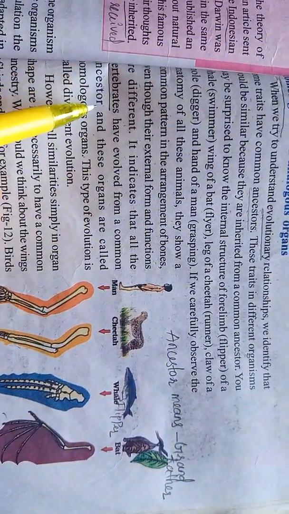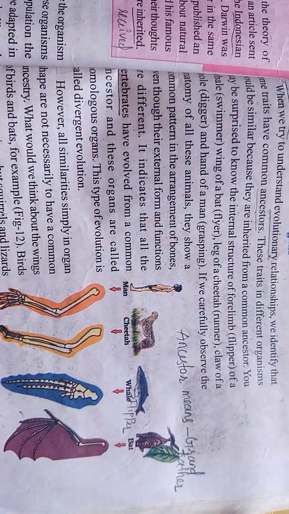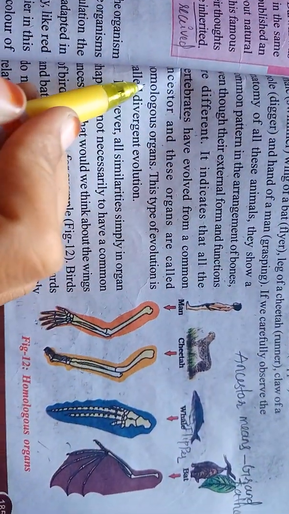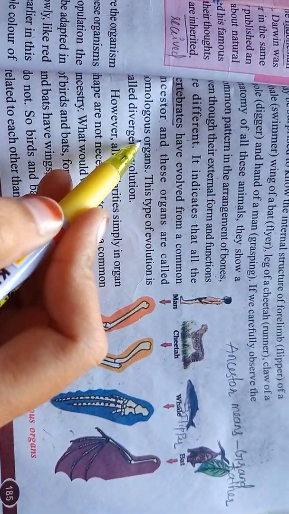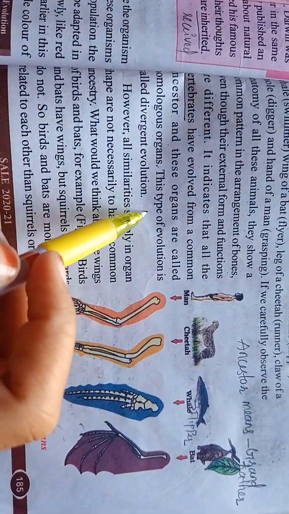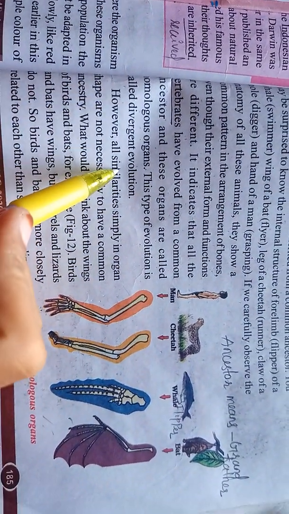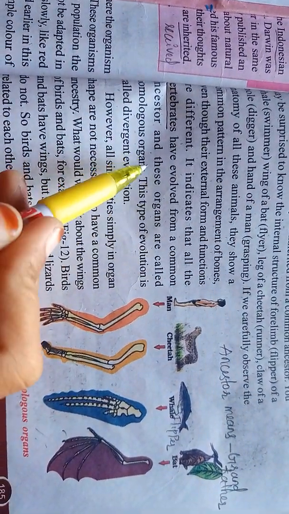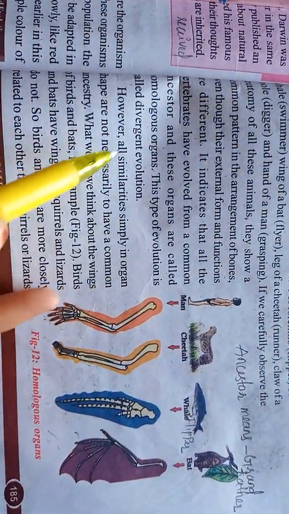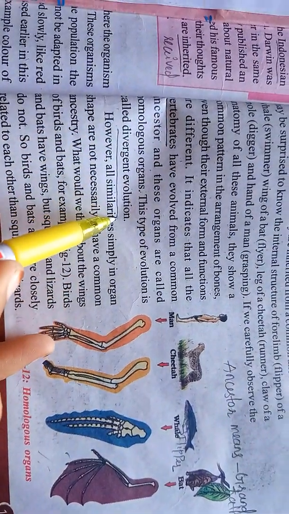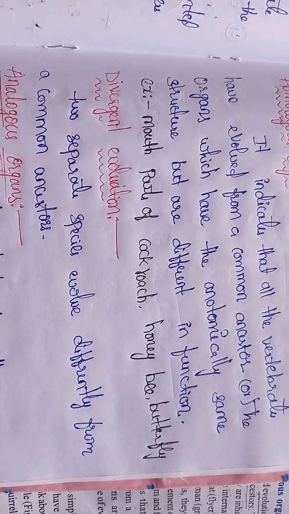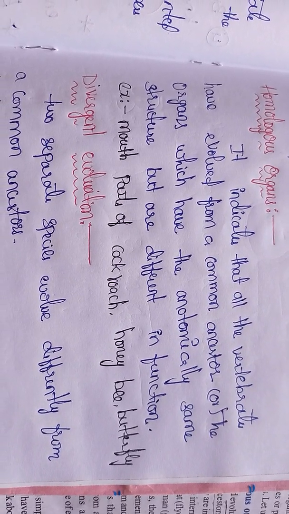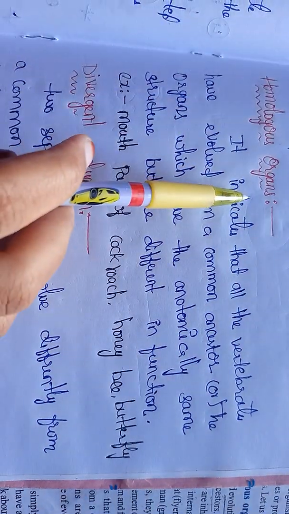What is the common ancestor of man? Monkeys and gorillas are the common ancestors of human beings. This type of evolution is called divergent evolution. These homologous organs' variations we are calling divergent evolution. Try to write down the definitions of homologous organs and divergent evolution. See here, what are homologous organs here?